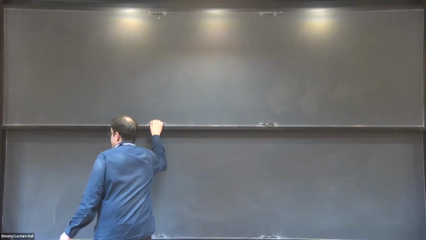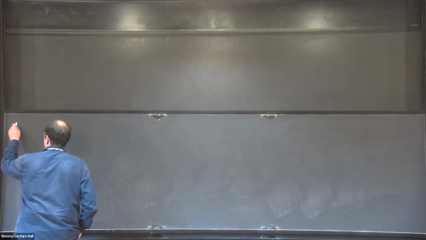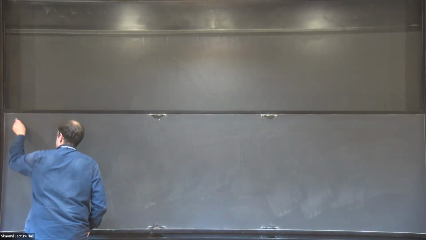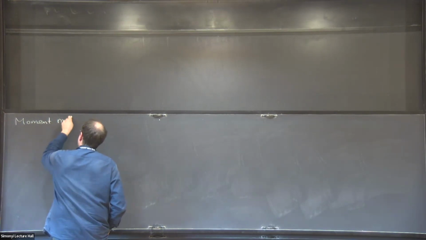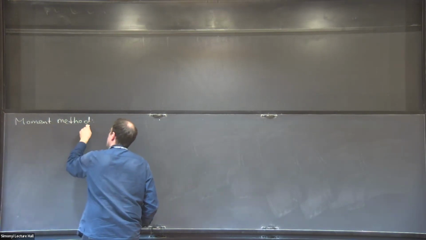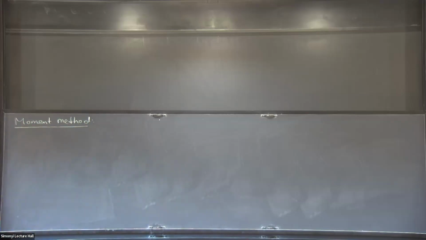So let me give the rough idea behind the moment method, the classical moment method, the trace method, as it's sometimes called. We want to understand something about the norm of a random matrix, and we don't know how to compute the norm of a random matrix. What we know is how to compute trace.